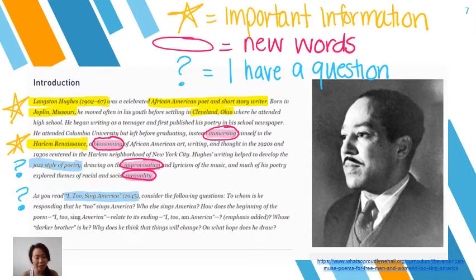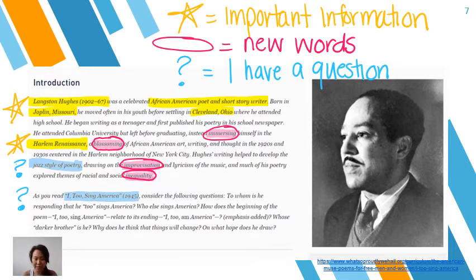He began writing as a teenager and first published his poetry in his school newspaper. He attended Columbia University but left before graduating, instead immersing himself in the Harlem Renaissance, a blossoming of African American art, writing, and thought in the 1920s and 1930s centered in the Harlem neighborhood of New York City.